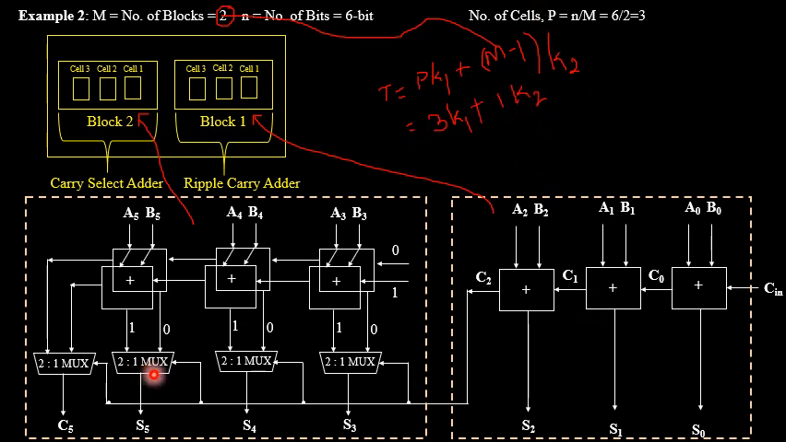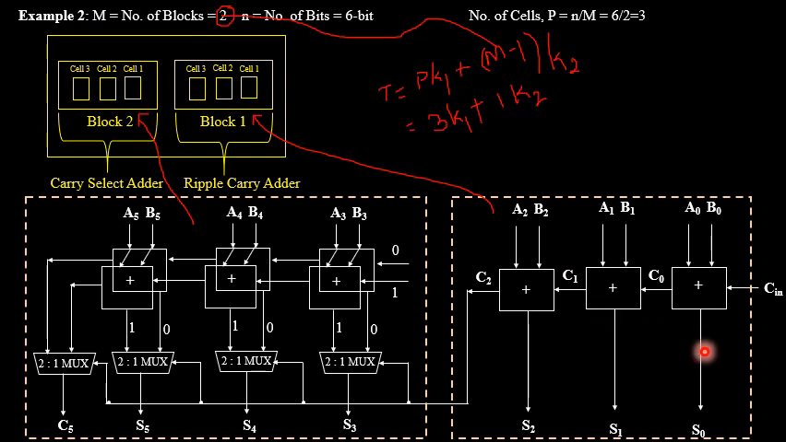So the multiplexer delay is only waiting till the C2 output is getting generated. After that, all these can be generated or the operation can be performed simultaneously. So adder cell delay, obviously it will be 3 into K1, where K1 is nothing but the adder cell delay and K2 is nothing but the multiplexer delay. So this is how you are going to design for this particular example.